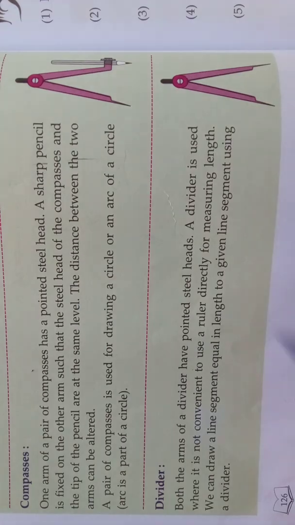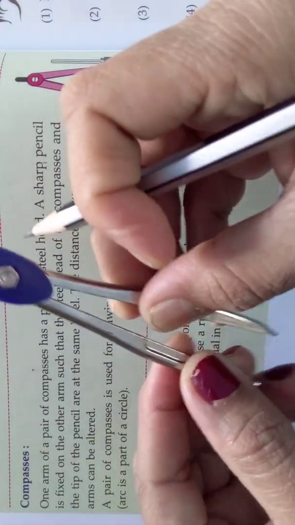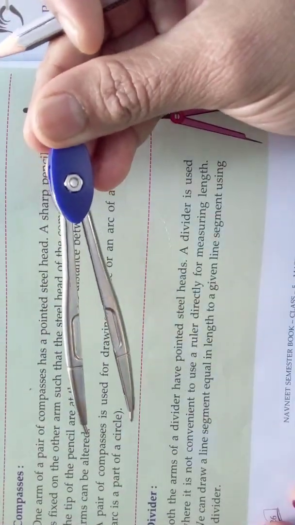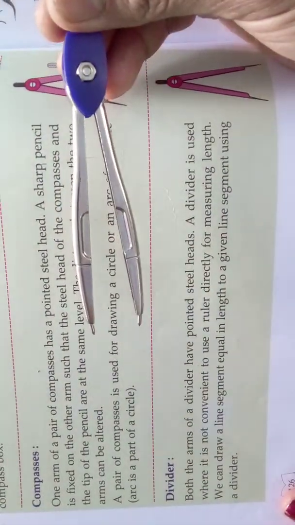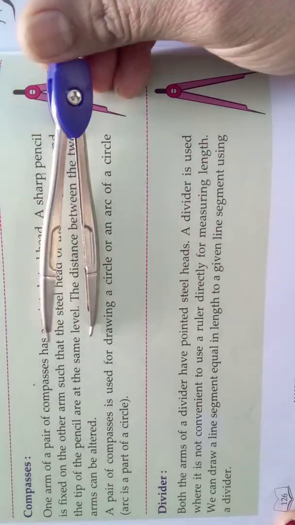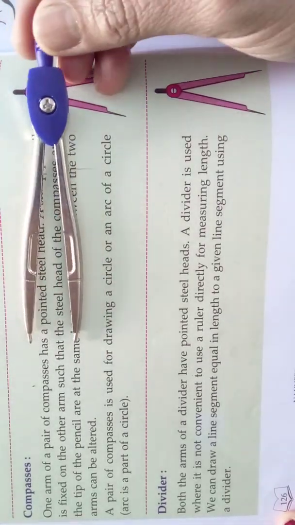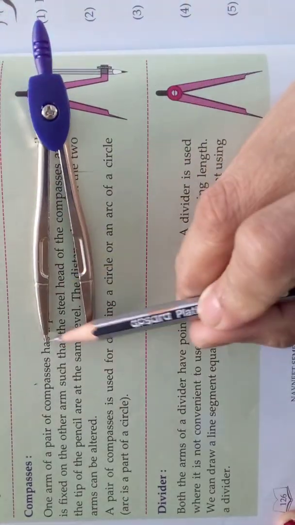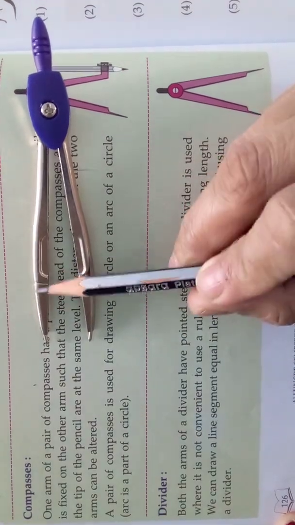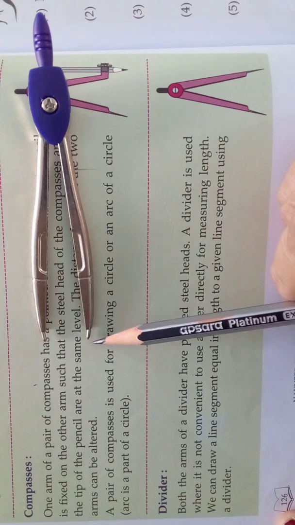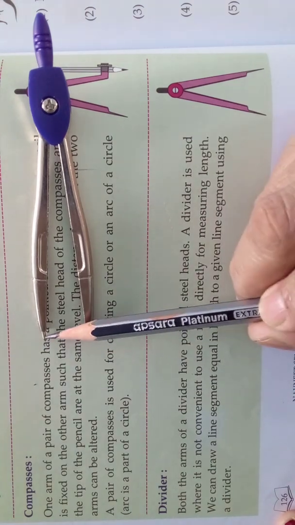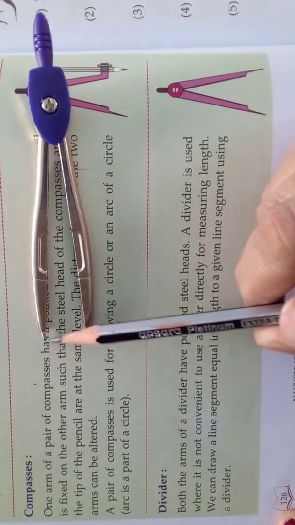And the next instrument in the compass box is nothing but the divider. Okay, this is the divider. Both the arms of the divider have pointed steel heads. Look here, it has two arms, and both arms have sharp, pointed steel heads.